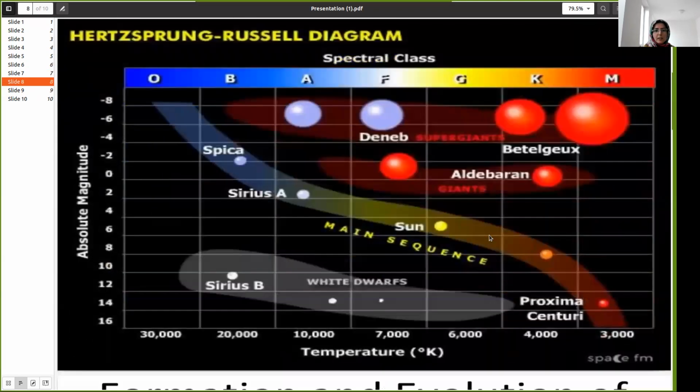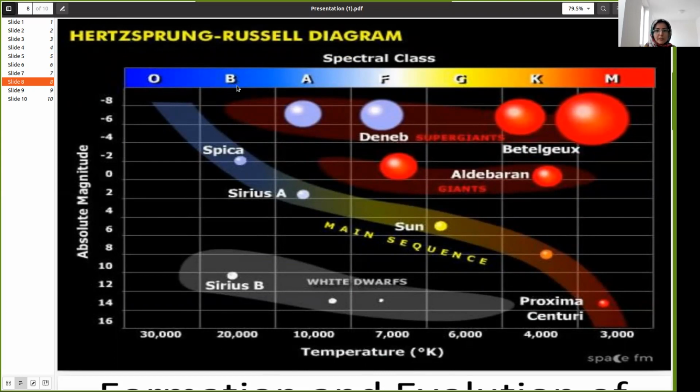And in this picture, you see the Hertzsprung-Russell diagram. Maybe you have heard about it. It's a very famous diagram. In the Hertzsprung-Russell diagram, we have temperature or color on the x-axis, and we have absolute magnitude on the y-axis. Well, we can read the diagram.